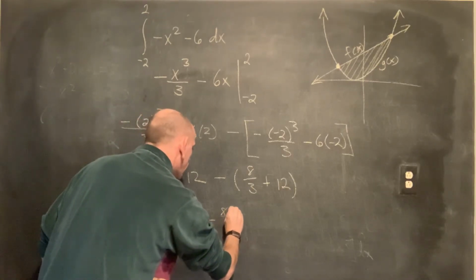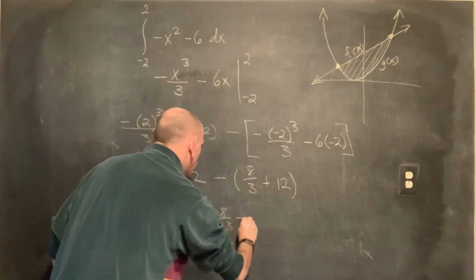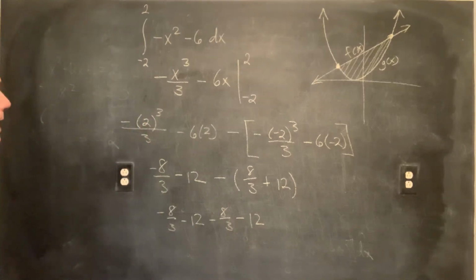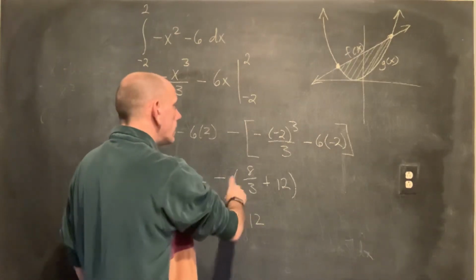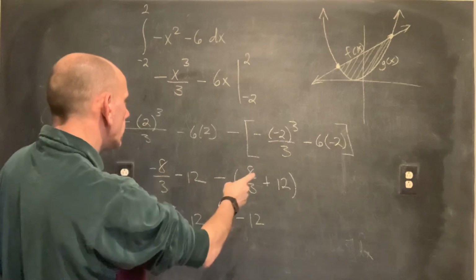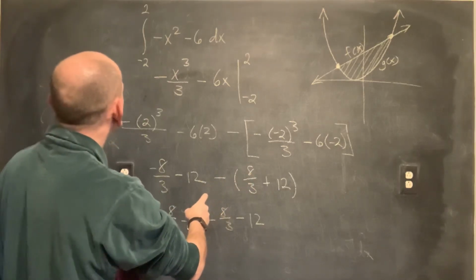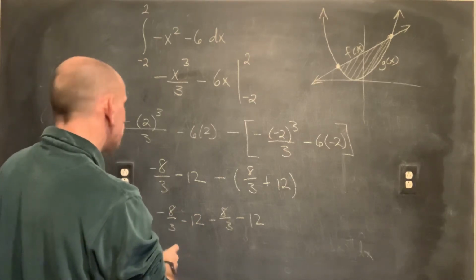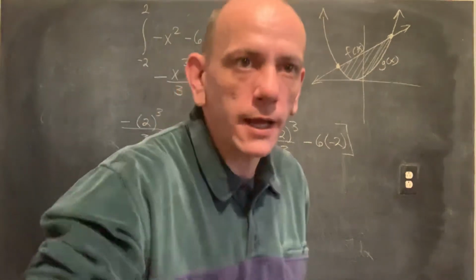Minus 8 thirds. Have I done something wrong with my signs here? I must have done. That's coming out negative. What have I done? It's negative, positive, minus, positive. What have I done? Hang on. I have to pause it.